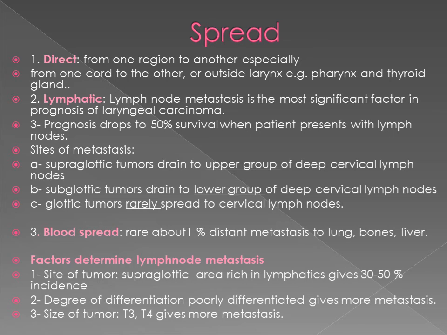Factors that determine lymph node secondaries: the site of the tumor, supraglottic and subglottic are rich, giving rise to 30-50% incidence; the degree of differentiation, as poorly differentiated gives more secondaries; and the size of the tumor, which is graded by the T system, T3 and T4 give more secondaries.